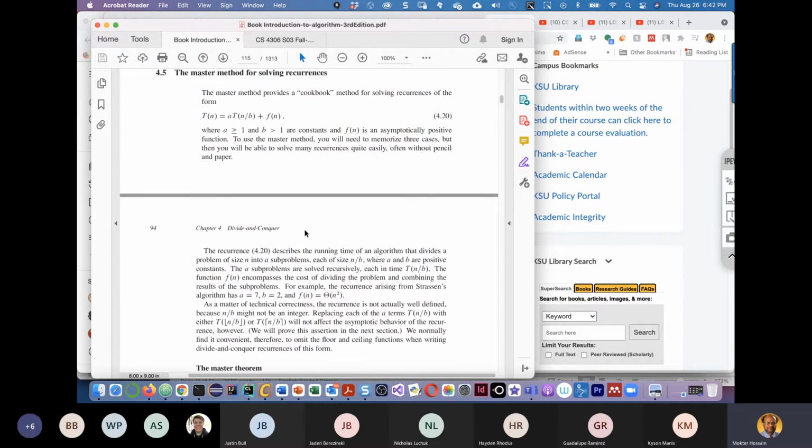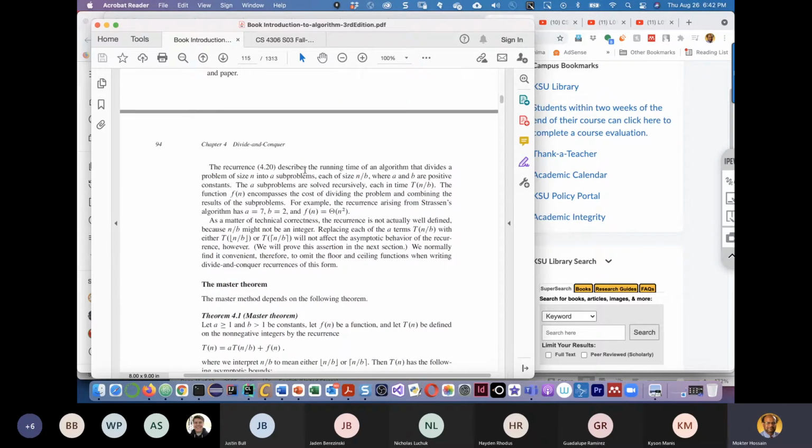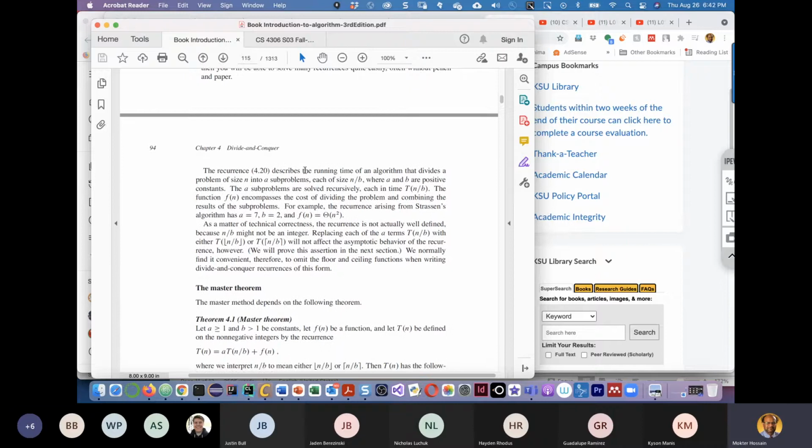Okay, so here 4.20 is described the master theorem. Okay, so as we saw, give me 1 second please, let me turn on the light. I'm sorry, I got cough.